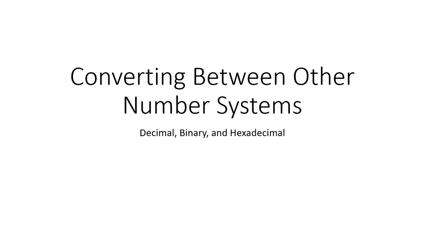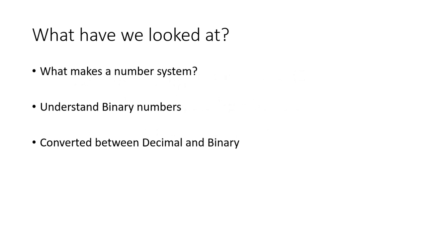So this is the decimal, binary, and hexadecimal conversions. Talking about how to convert between each of them. So what have we already looked at? Well, we've looked at what makes a number system. We understand binary numbers, and we have converted between decimal and binary.